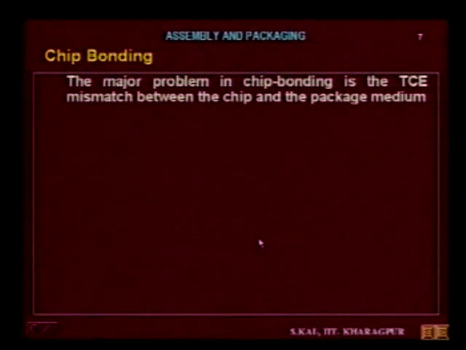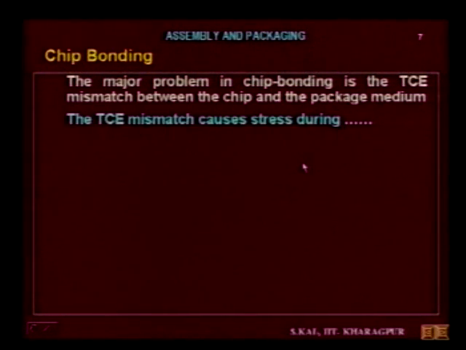The major problem in chip bonding is the TC mismatch between the chip and the package medium. TCE is the temperature coefficient of expansion. The TC mismatch causes stress because of the thermal expansion coefficient.